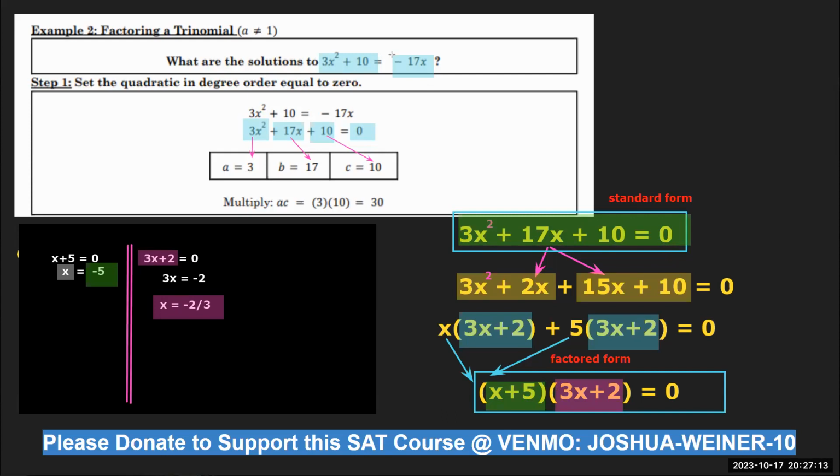So first solution, x equals -5. And solution number 2, x equals -2/3. Those are the 2 solutions to the given equation, 3x squared plus 10 equals -17x.